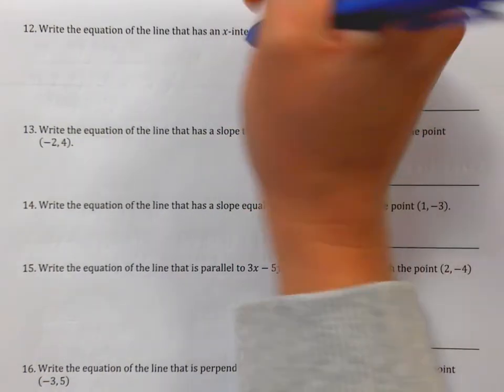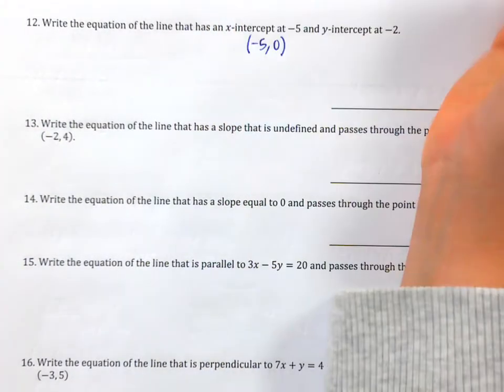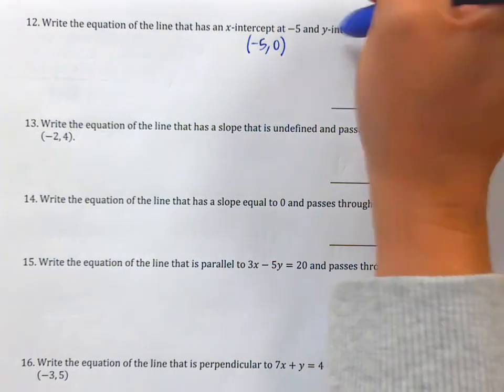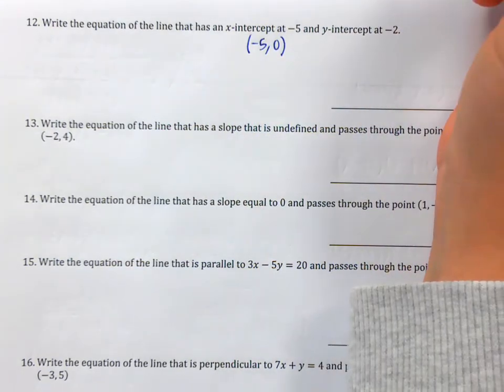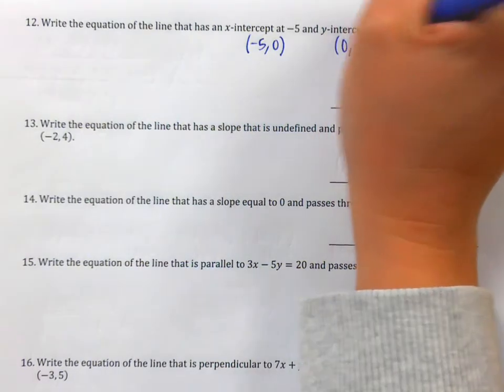So we have an ordered pair here. The ordered pair is -5, 0. Same with the y-intercept. We know the y value is -2. We know the x value is 0. So this point is 0, -2.